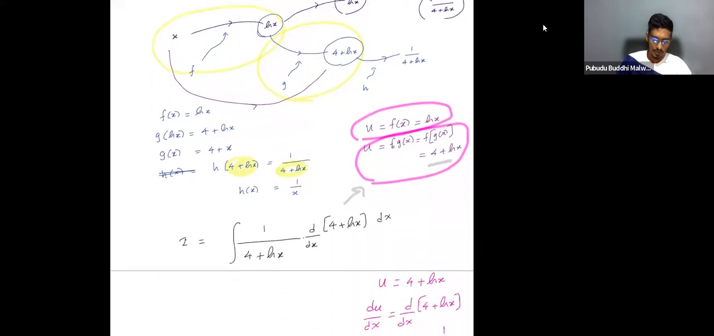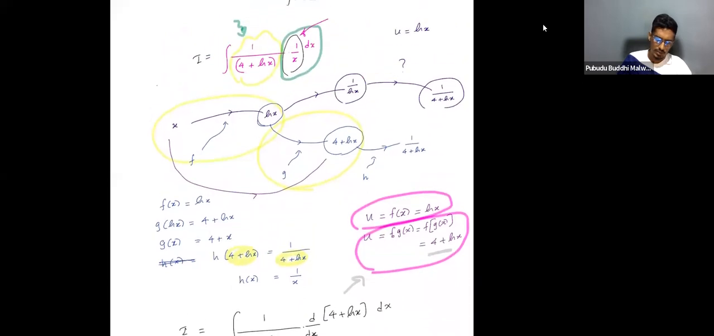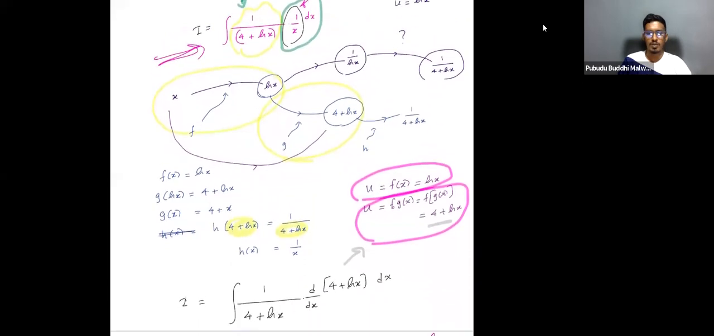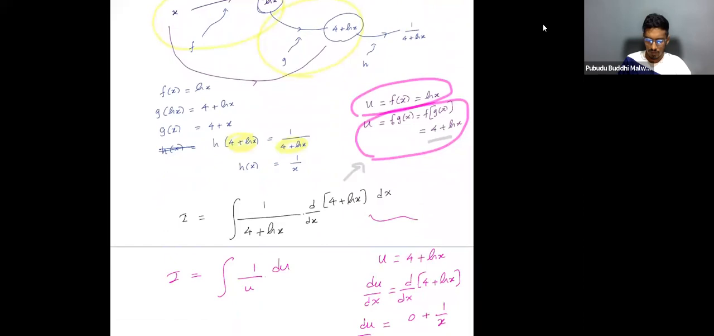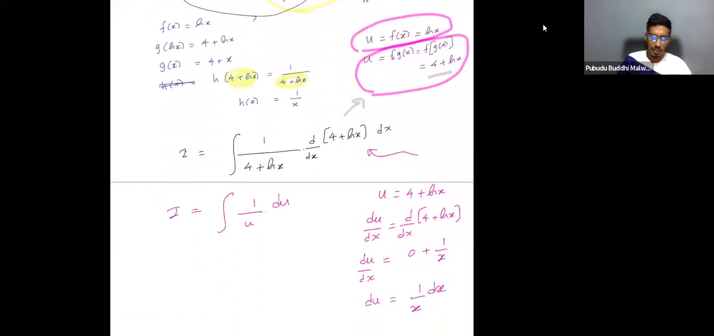So the integral now is 1 over u du. Please use this form when you are integrating. Don't need to use the other form because we use that to identify the substitution. Then now this is very straightforward. It's like 1 over x dx, that is natural log of u, this one.